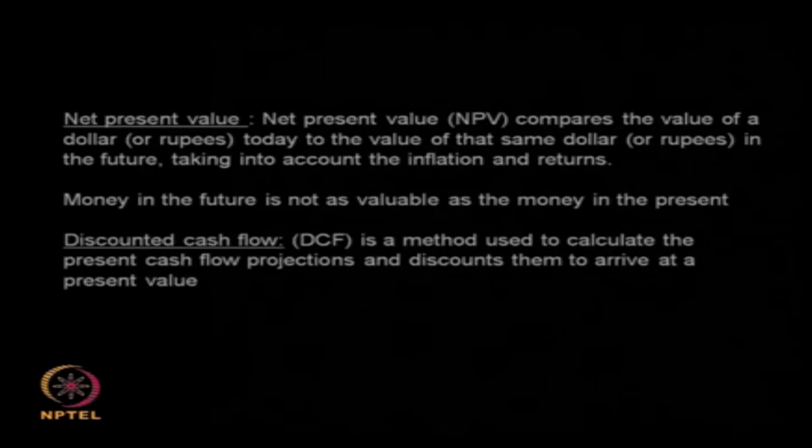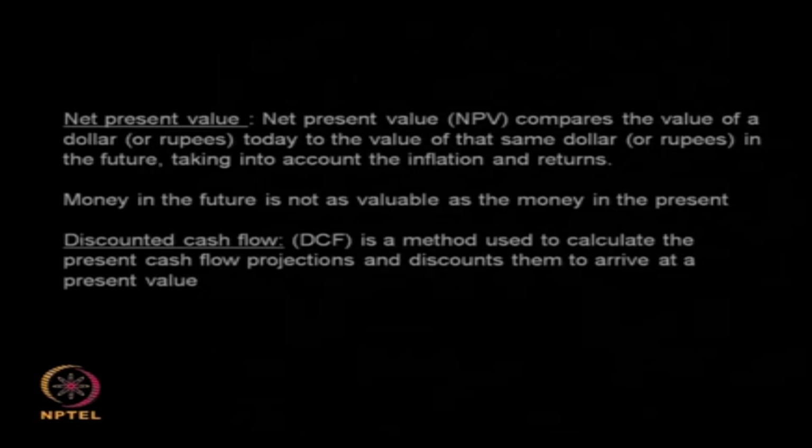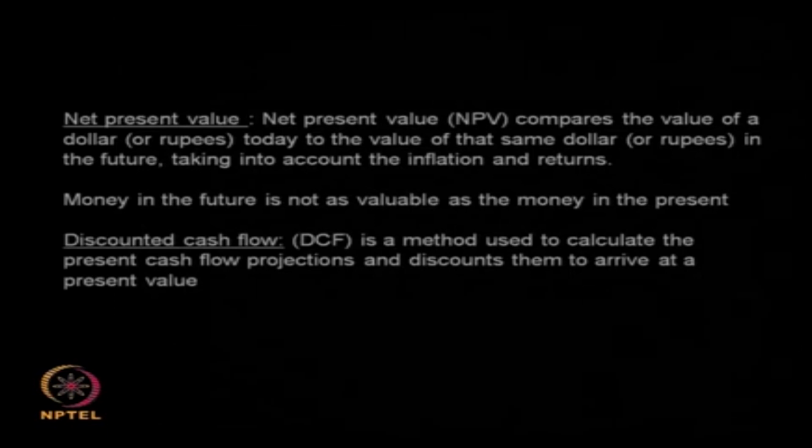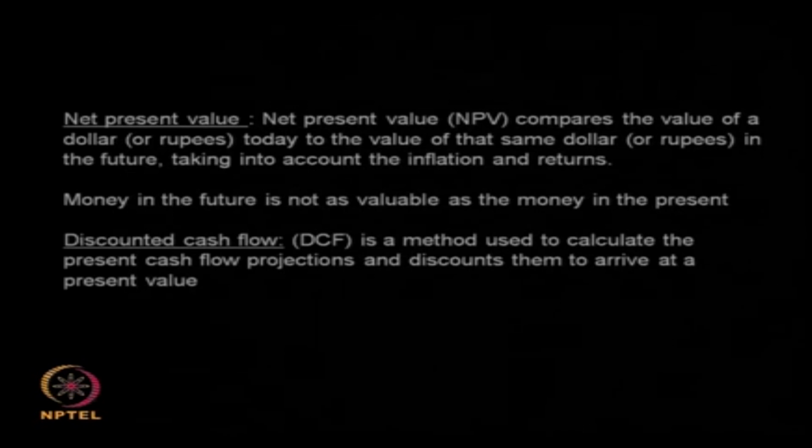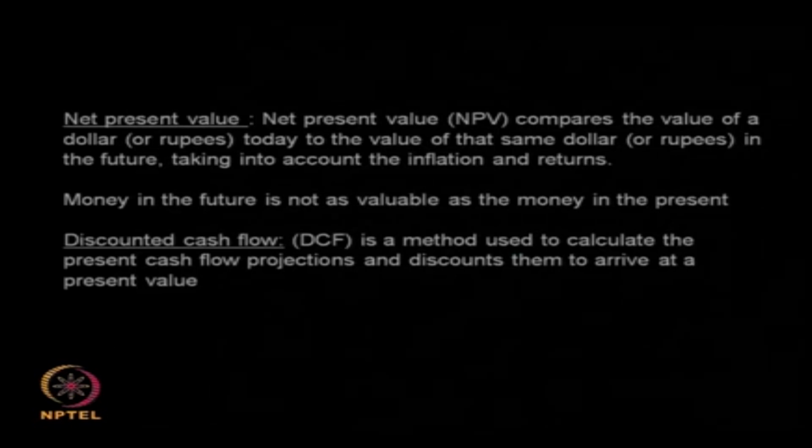If somebody tells you, do you want 1,000 rupees today or do you want 1,000 rupees next year, you will obviously take the 1,000 rupees today, isn't it, because 1,000 rupees next year has less value when compared to the 1,000 rupees you have today in hand, because the money loses value, inflation happens, the interest rate changes, the purchasing power has gone down. So all these factors make the 1,000 rupees next year much less valuable than 1,000 rupees today. That is what is called net present value.